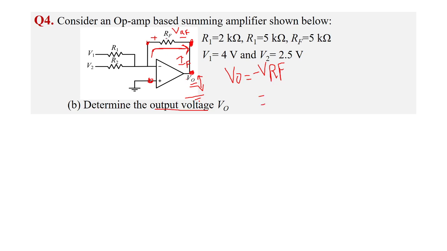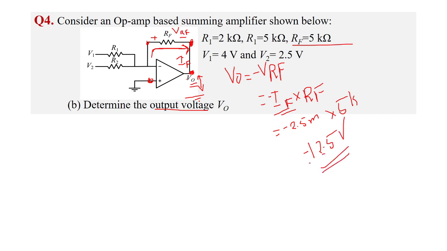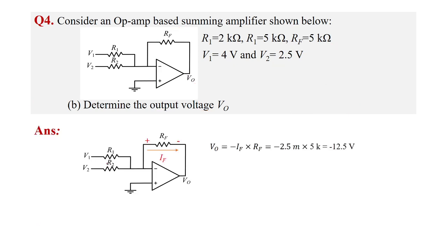VRF is the voltage across this resistance RF. So the current through RF is IF, that into RF, that is the voltage VRF. What is IF? We found in the previous question that it was 2.5 milliamps. That into RF, the given value is 5K, so we will get 12.5 volt. So this is the output voltage V naught.